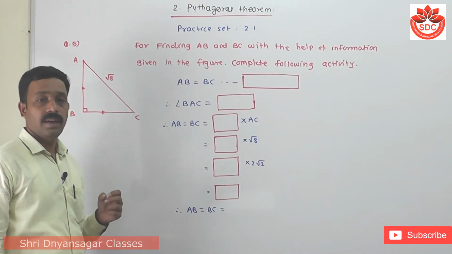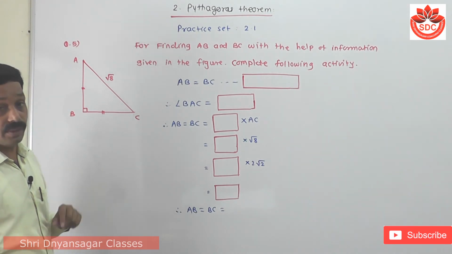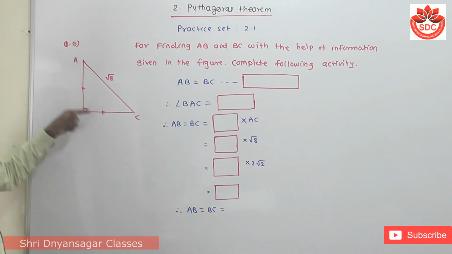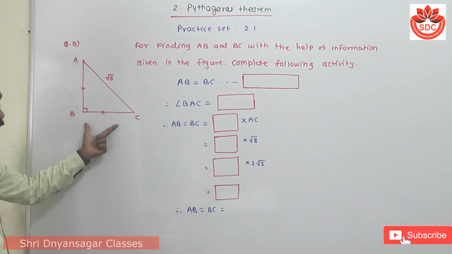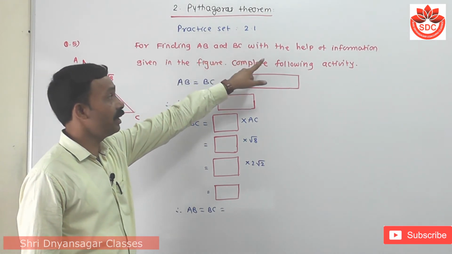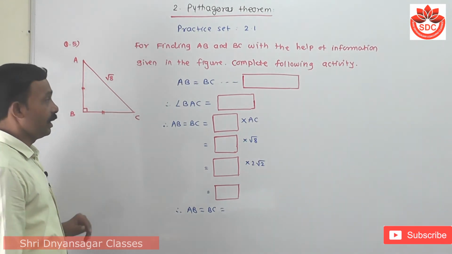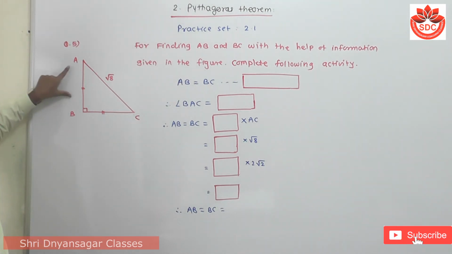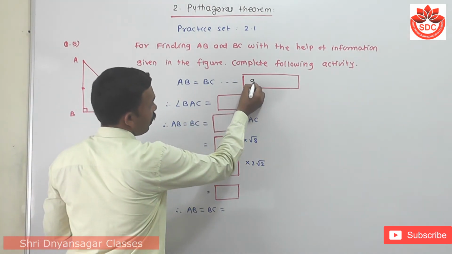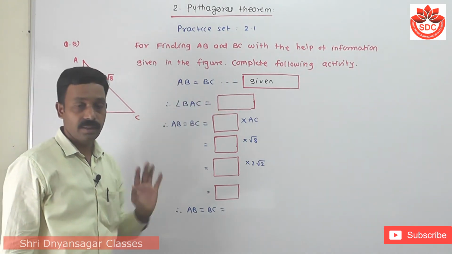Okay, let's see the next question, question number 5, which is an activity based question. Now look at this figure: in triangle ABC, these are identical sides. Show that AB is equal to BC. For finding the values of AB and BC with the help of the information given in the figure, complete the following activity. Now first one is, observe carefully, AB is equal to BC, which is given. So the first box contains the word given.